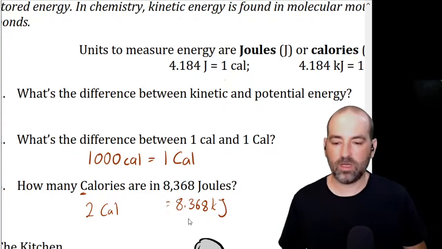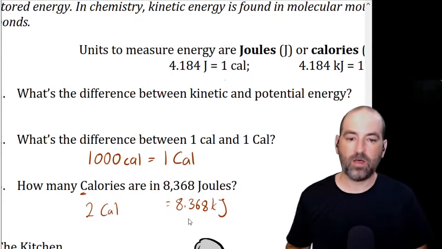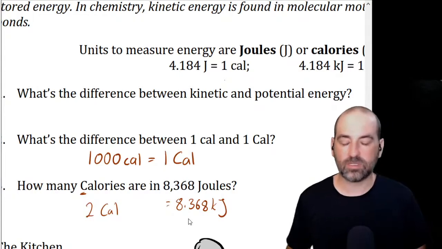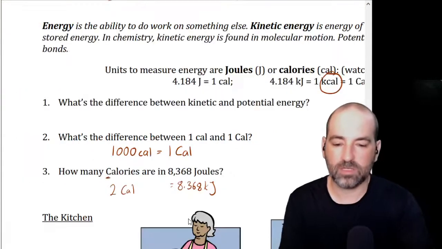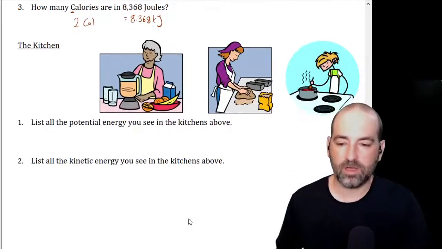2 calories in 8.368 kilojoules. Don't worry so much about these types of conversions right now, because our next chapter is more about how to do this systematically, and I think it'll make more sense. For now, just focus on the conceptual aspects of energy.